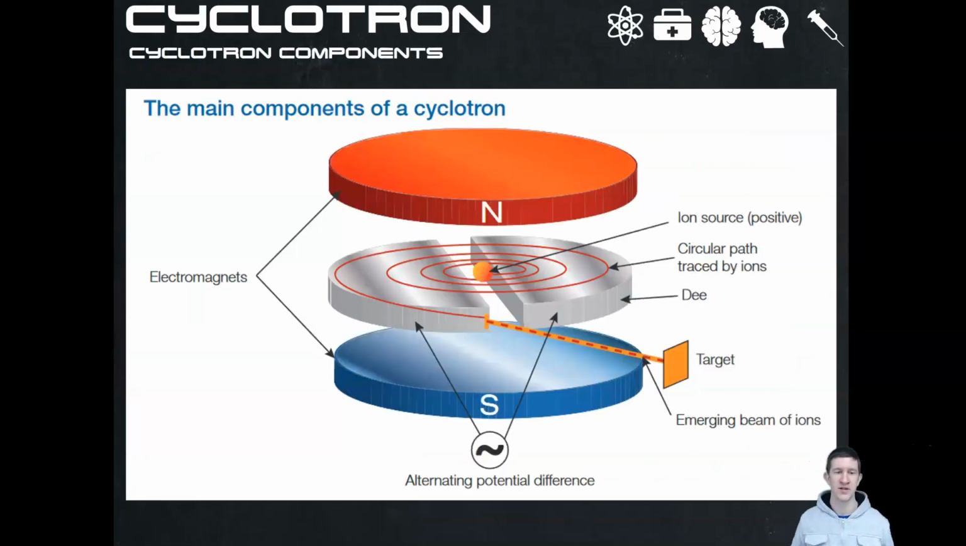Going back to the components of the cyclotron, we've got our two big electromagnets at the top. We've got our ion source right in the middle. Remember, this is where it's ejected into the center of the cyclotron. We've got the circular path that's traced by the ions, which is not a component, but it's a representation of what happens. We've got the target out here, which is the thing we're trying to hit with a high energy ion. And this is the emerging beam of those high energy ions that's ejected. In between the Ds, we have our alternating potential difference. And we talked about why we can alternate it at a constant frequency and how we do that.